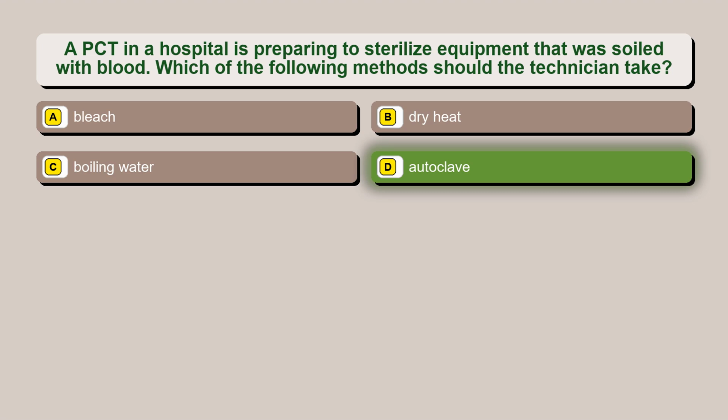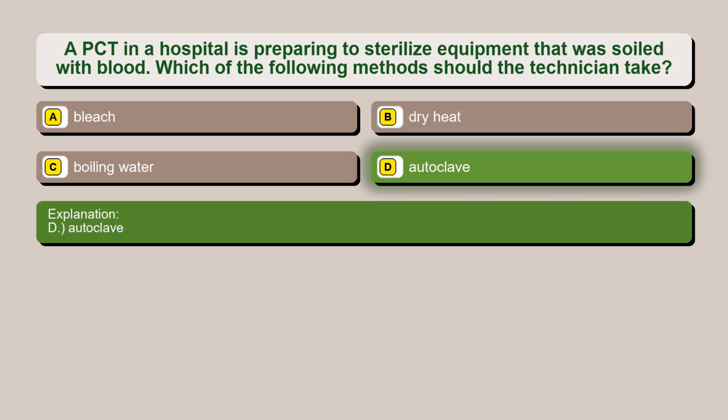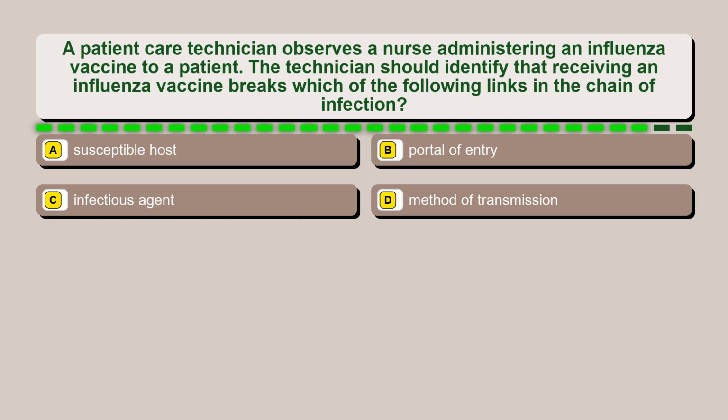The correct answer is option D, autoclave. Question 13. A patient care technician observes a nurse administering an influenza vaccine to a patient. The technician should identify that receiving an influenza vaccine breaks which of the following links in the chain of infection? Option A, susceptible host. Option B, portal of entry. Option C, infectious agent. Option D, method of transmission.